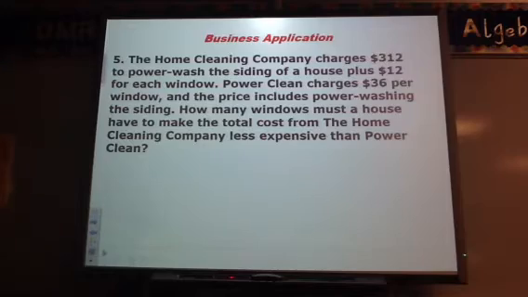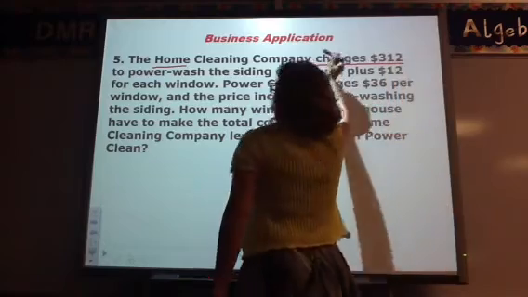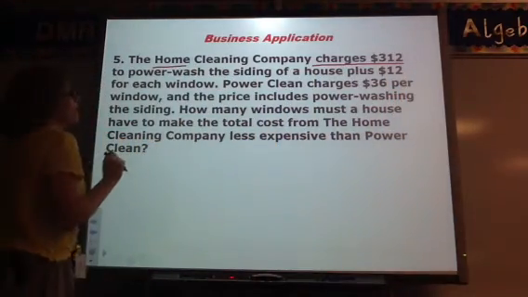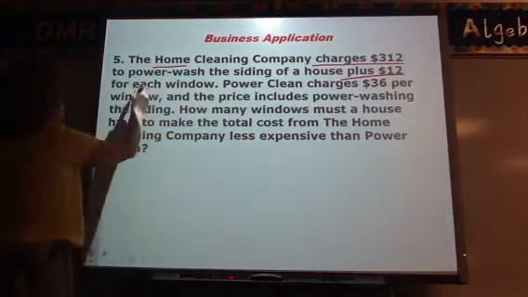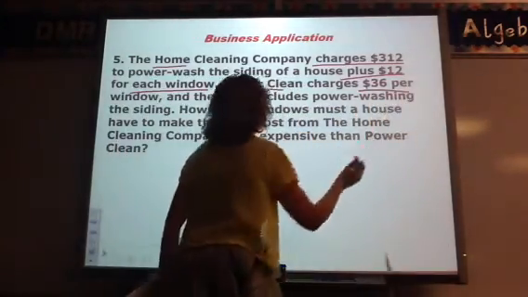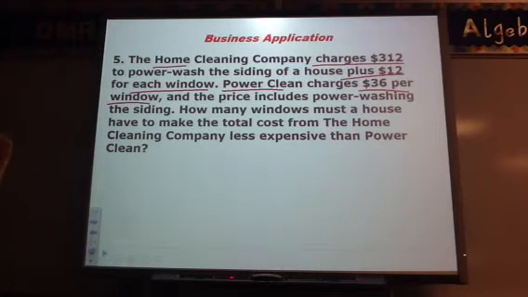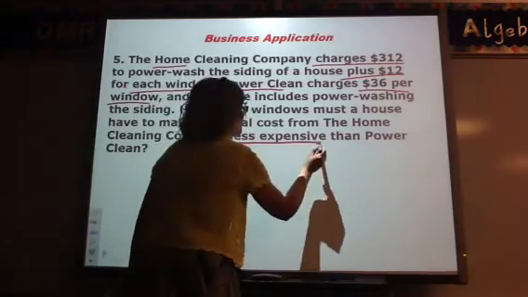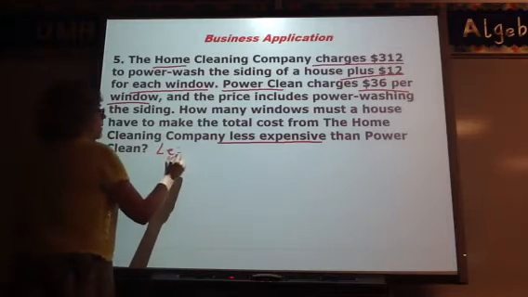Let's see. The home cleaning company charges $312 to power wash the siding of a house plus $12 for each window. Power Clean charges $36 per window, and the price includes power washing the siding. How many windows must a house have to make the total cost from the home cleaning company less expensive than the power company? Okay, so let's define our variable.